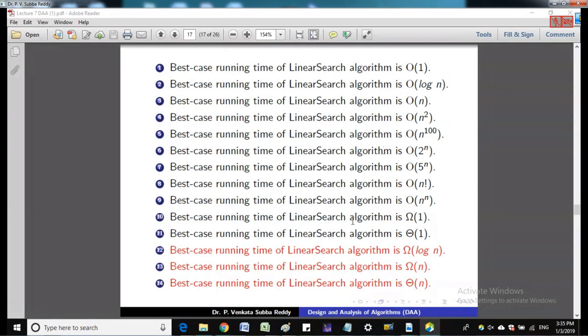The best case running time of linear search is big O of 1. This is also correct. Why? Because n power 0 is big O of 1. The best case running time of linear search is theta of 1. That is also correct, since n power 0 and n power 0 are the same. The best case running time of linear search is big O of log n. That is wrong. Why?